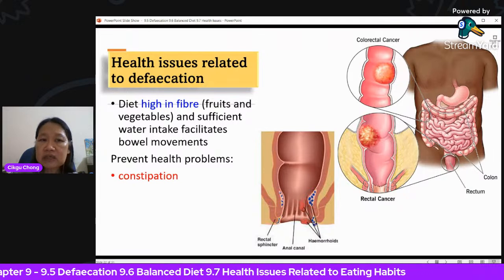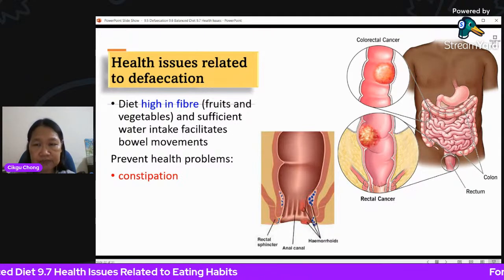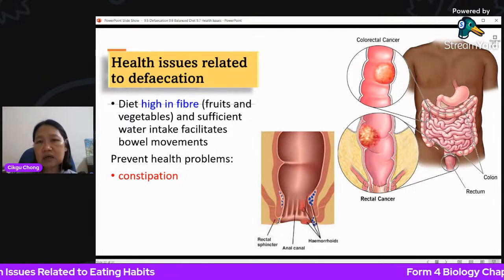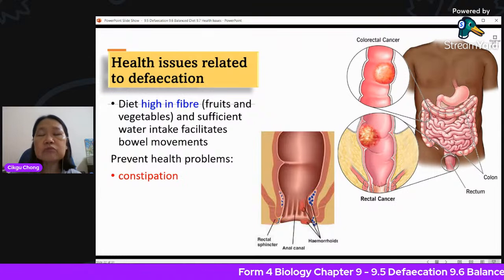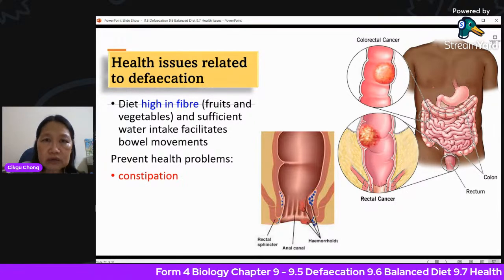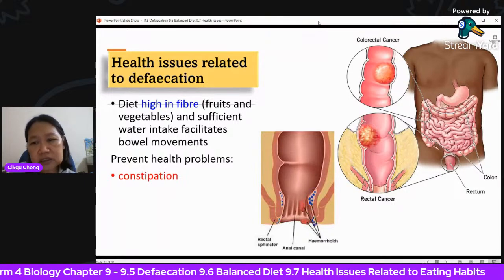If you don't have enough water, you don't have a high fiber diet, you will have constipation. Constipation means you don't go to the toilet often to remove your feces. Maybe once a week, that is considered constipated. Okay, once a week is not very good.